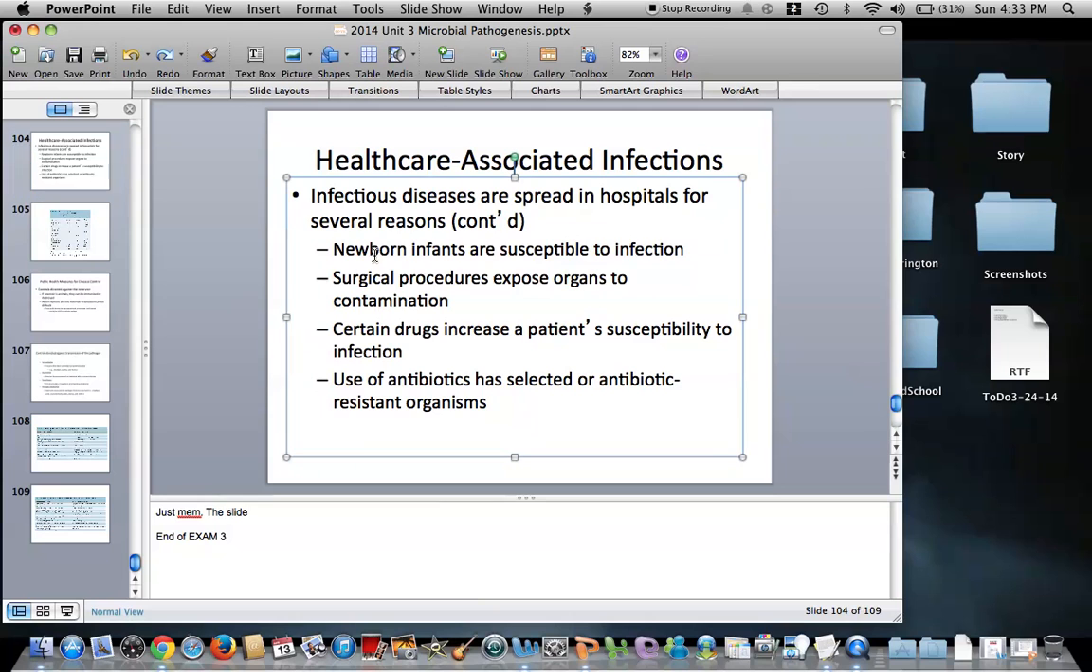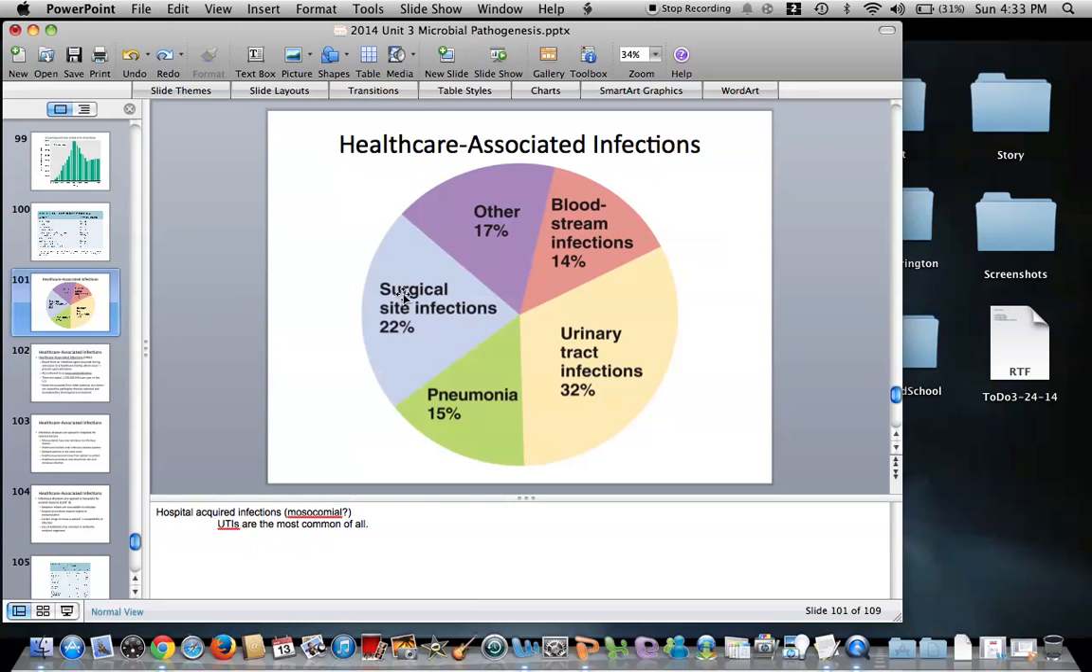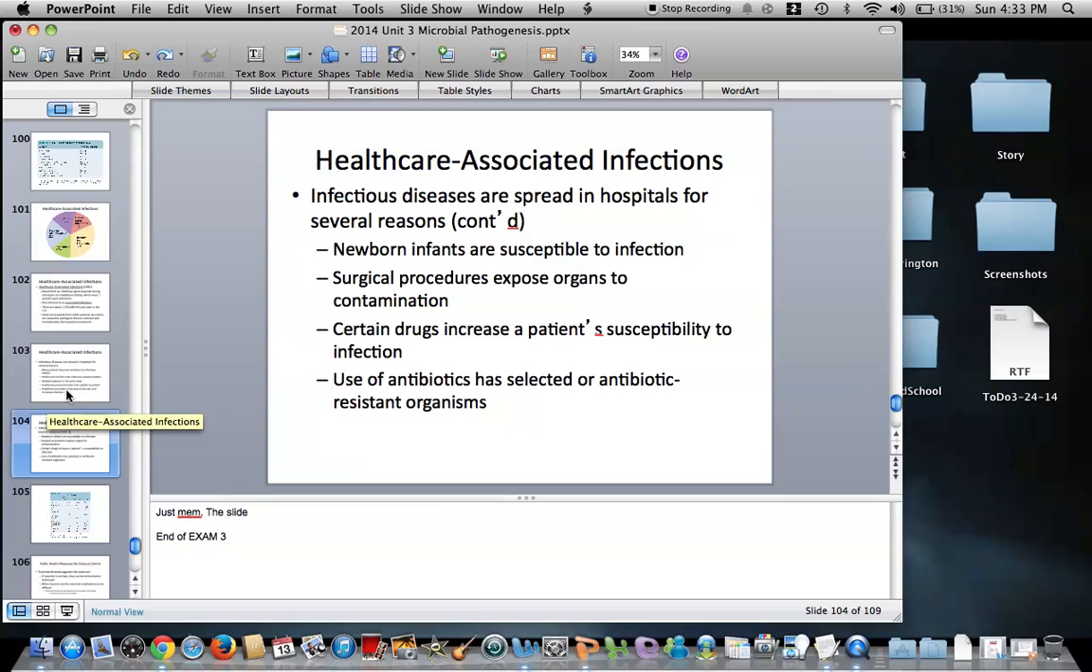More about these. Newborns are particularly susceptible. That makes sense. Surgical procedures expose organs to contamination. So we saw this was the second most likely cause. Go back to this chart. Surgical infections are the second most likely, and that makes sense because you're being exposed. Newborns don't have a developed immune system yet. Certain drugs will increase the patient's risk, especially chemotherapy drugs.